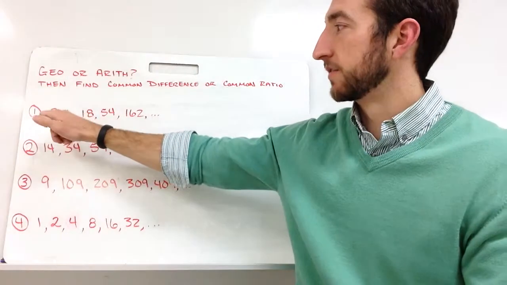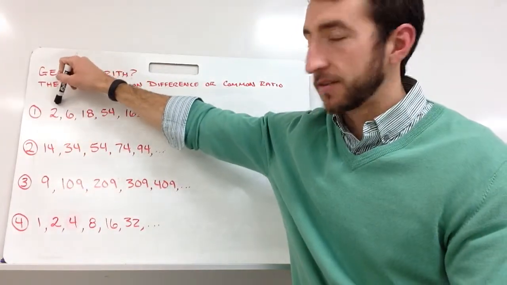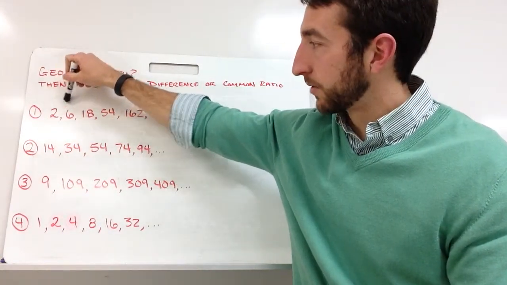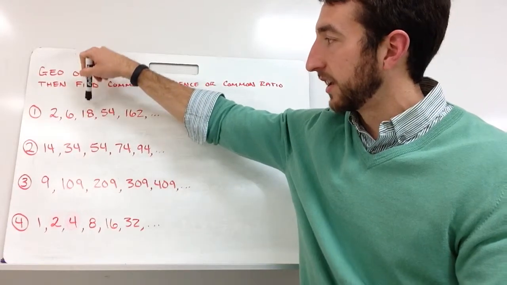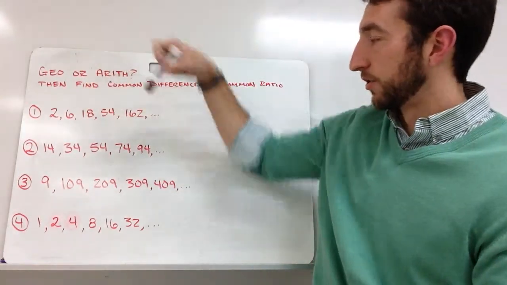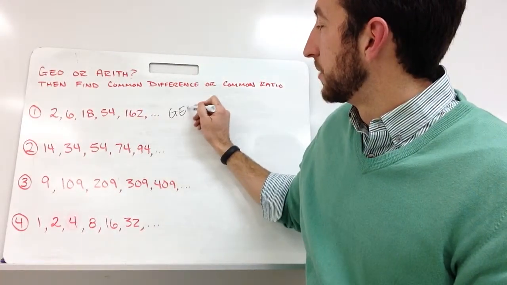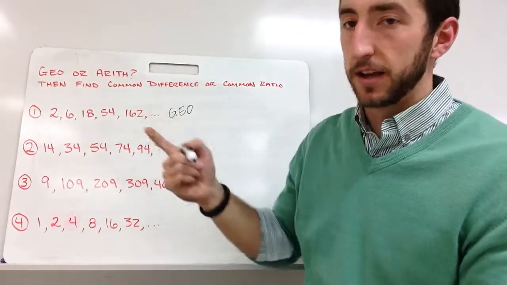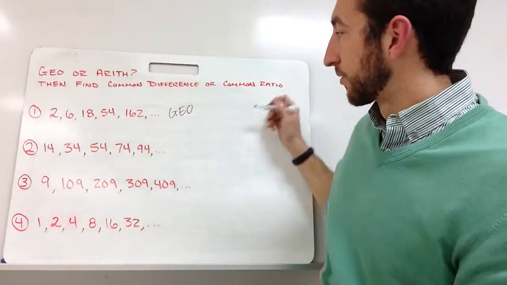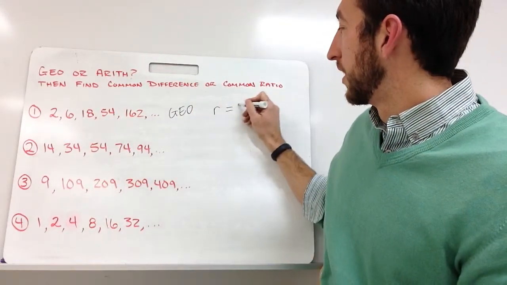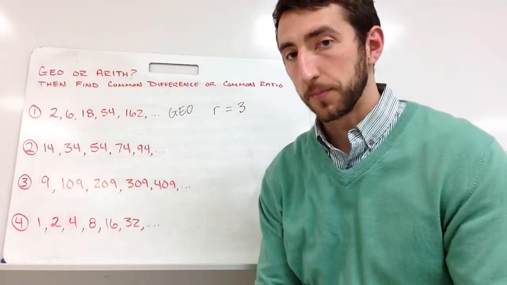So then I'm going to check to see if it's geometric. So I take 6 divided by 2, that's going to be 3. 2 times 3 is 6. 6 times 3 is 18. 18 times 3 is 54, and so on and so forth. So it looks like I'm multiplying, so I know that it's going to be a geometric sequence. And then, as we said, 6 divided by 2 is 3, and then that 3 worked for everything else, so my R is going to be equal to 3.